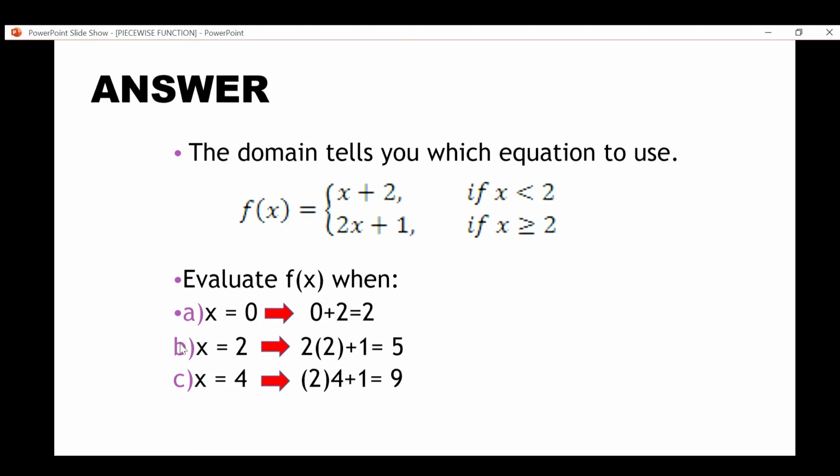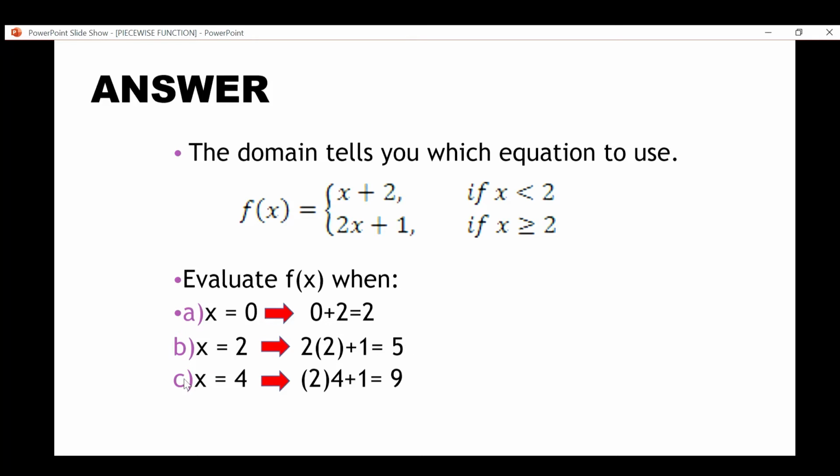Okay? For letter B, x equals 2. So where is 2? It's here, which means our interval is closed. The endpoint 2 is included. So 2 times 2, substitute it to this function. 2 times 2 plus 1. So, that's equal to 5.